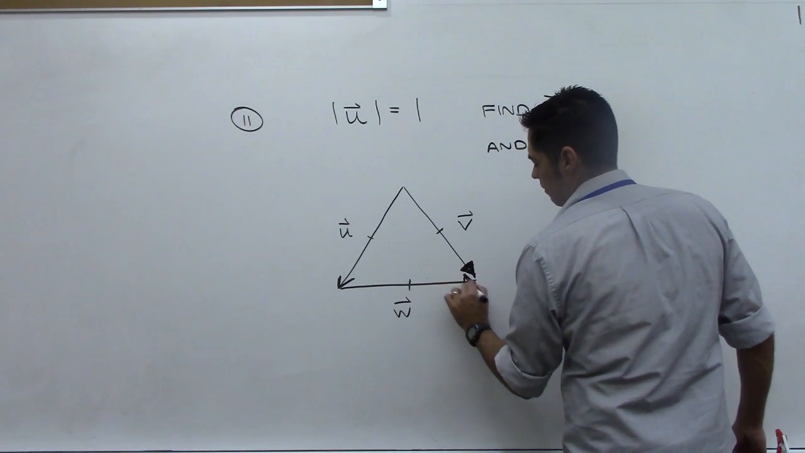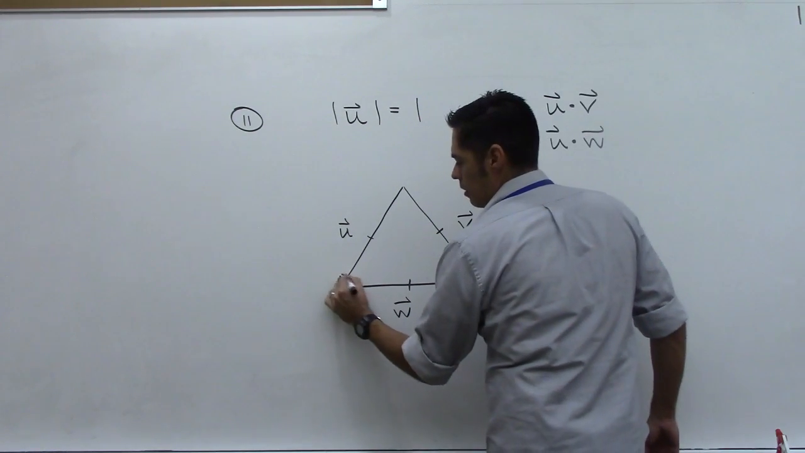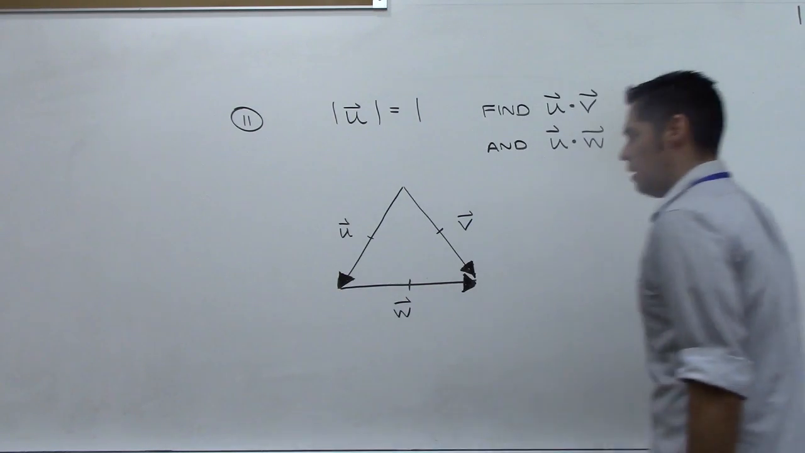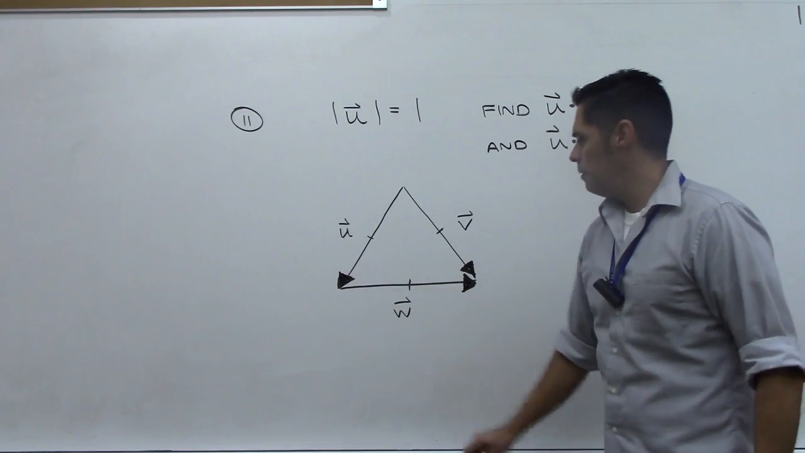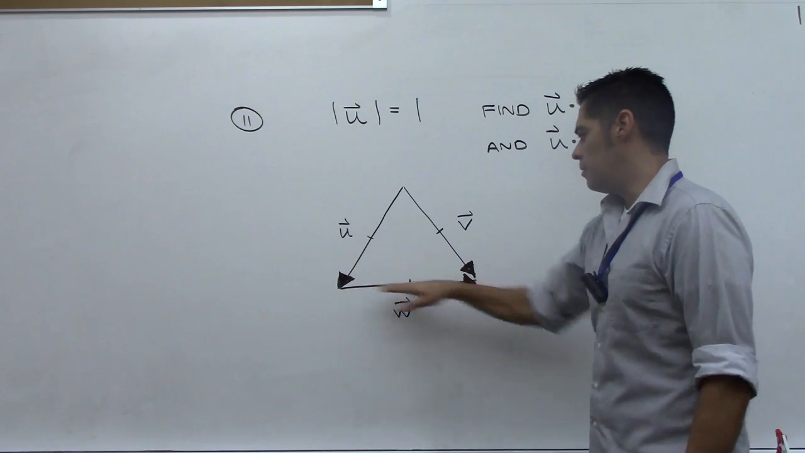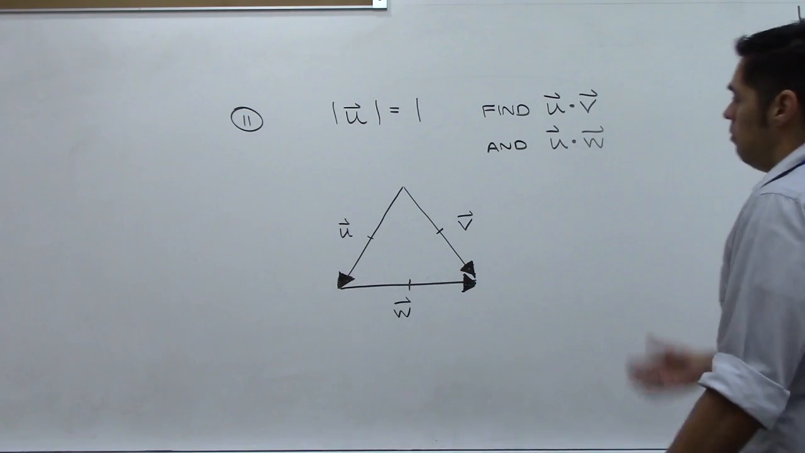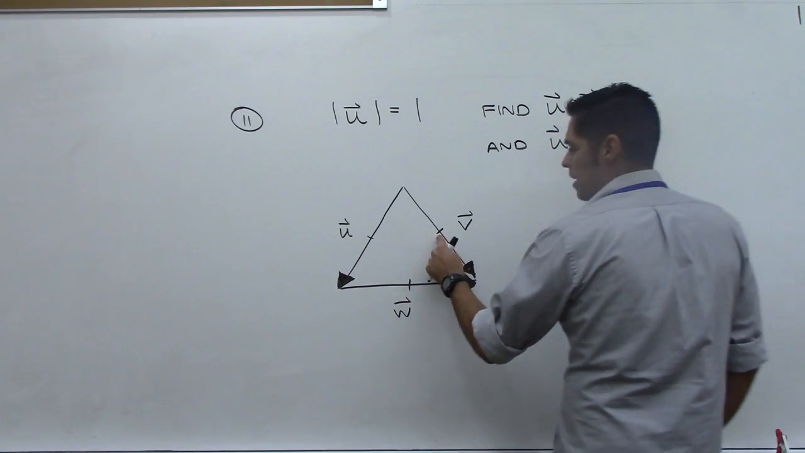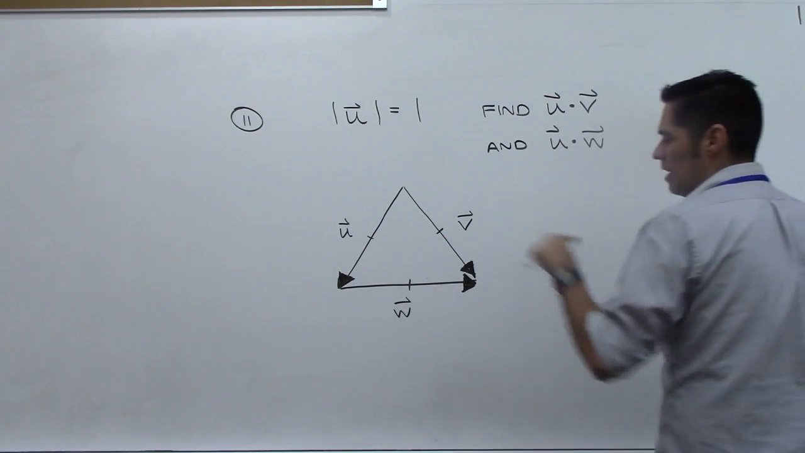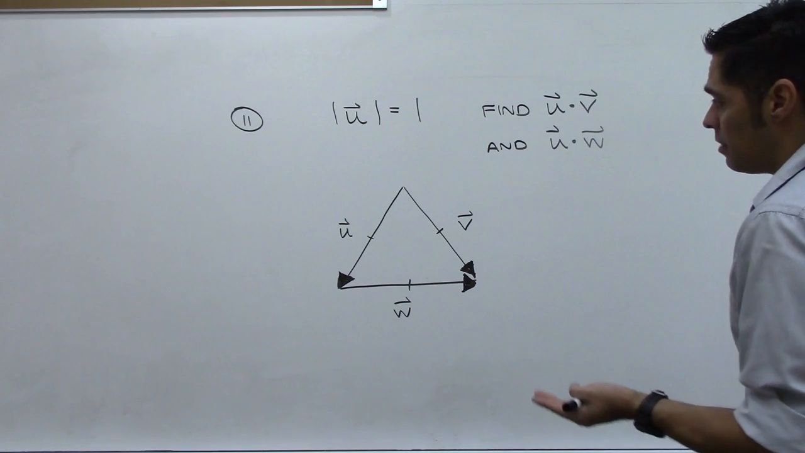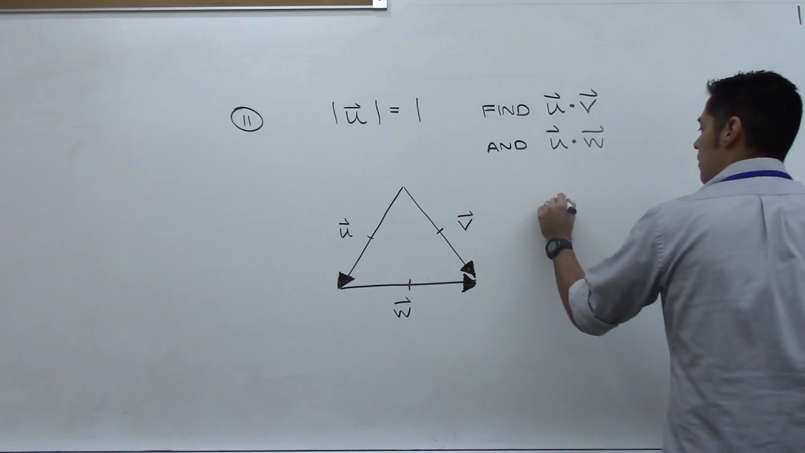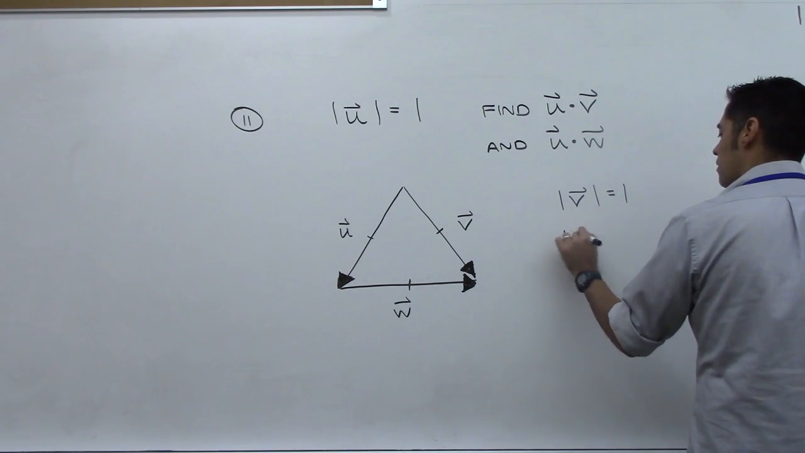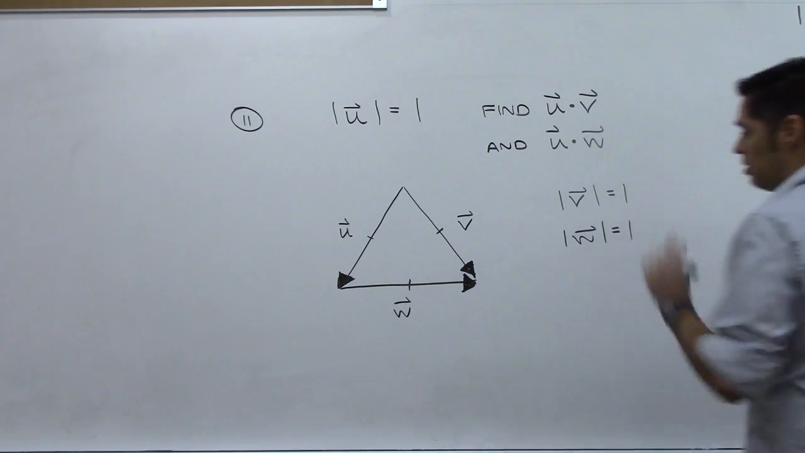So I hope you can see those arrows. I'll exaggerate them a little bit. All right, there's U, there's V, there's W. Well, one thing we should notice is that if they have these little dashes on the sides, that means this is an equilateral triangle, which means all the lengths of the vectors are the same. So that means that the magnitude of V is also 1, and the magnitude of W is also 1. So that's good to know.